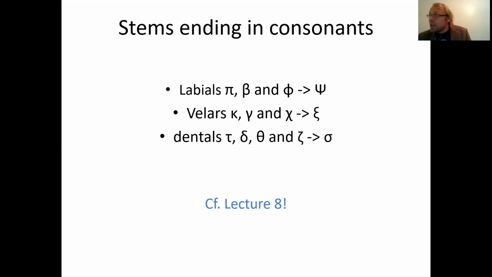Also, when the root of the stem ends in a consonant, the rules for the formation of the Sigmatic Aorist stem are the same as for the Sigmatic future. Thus, the labials pi, beta, and phi become psi. The velars kappa, gamma, and chi become xi, while the dentals tau, delta, theta, and zeta are typically erased when they meet the sigma of the sigma infix.